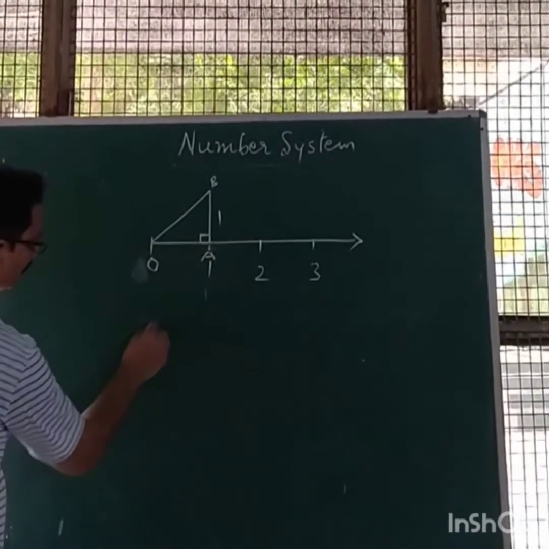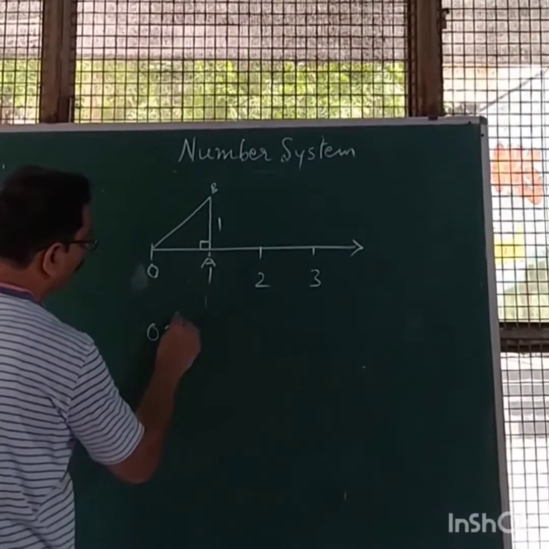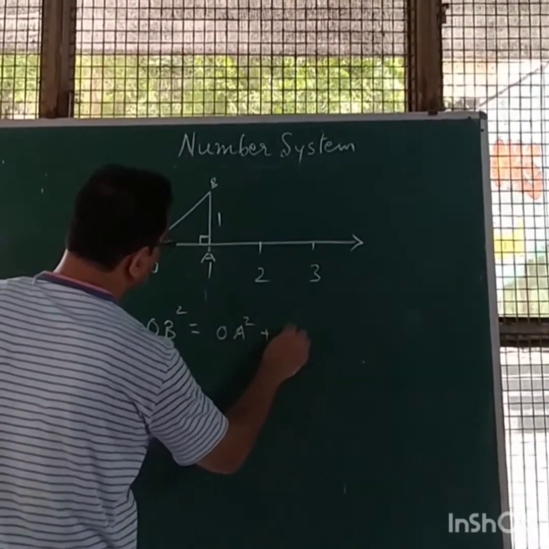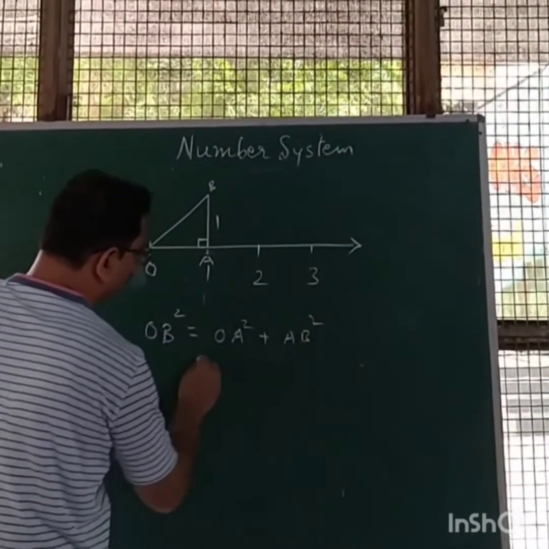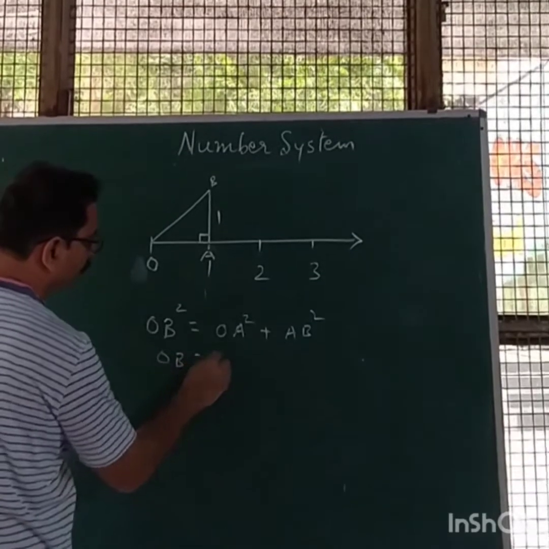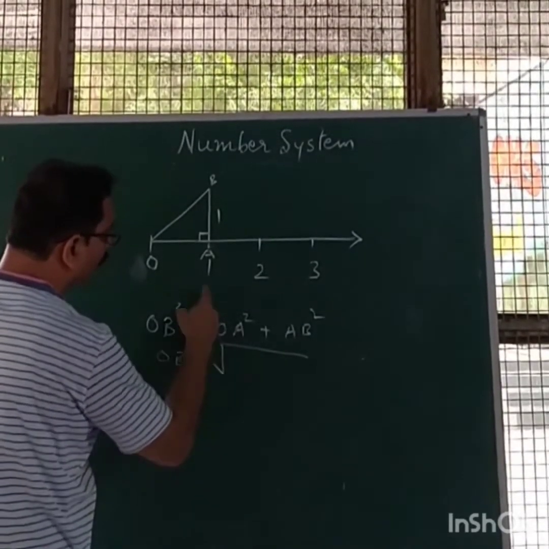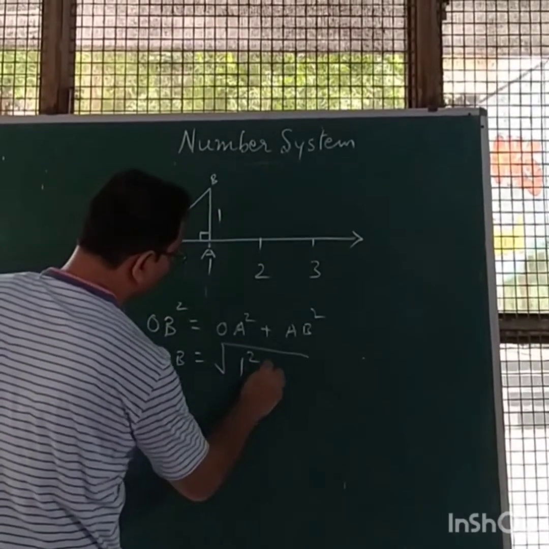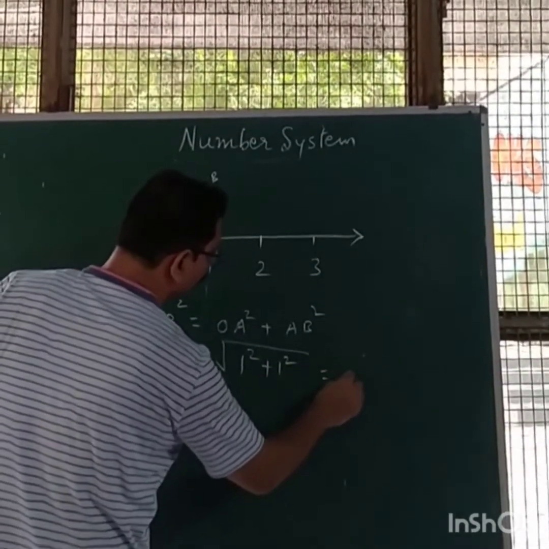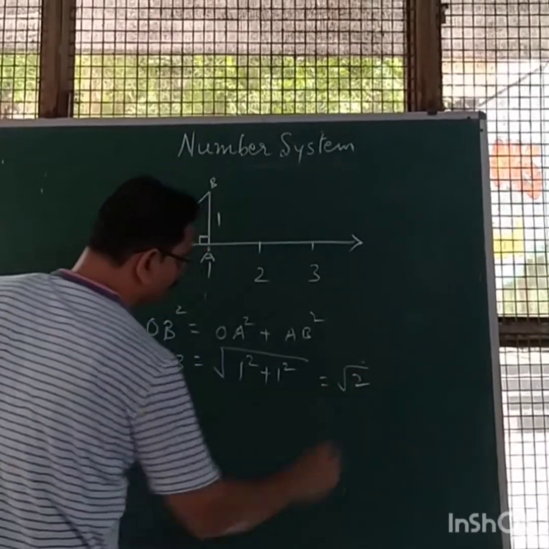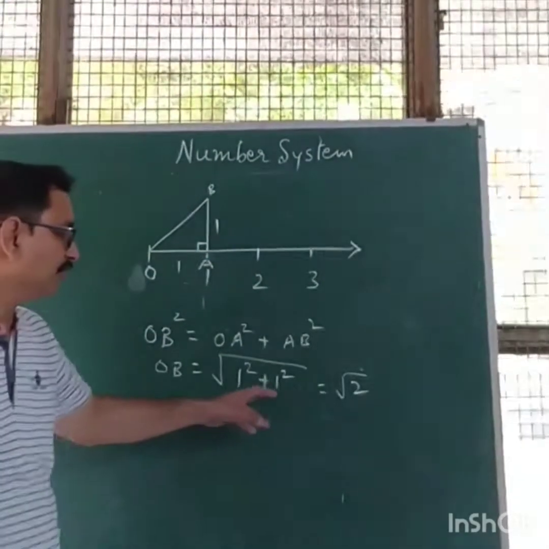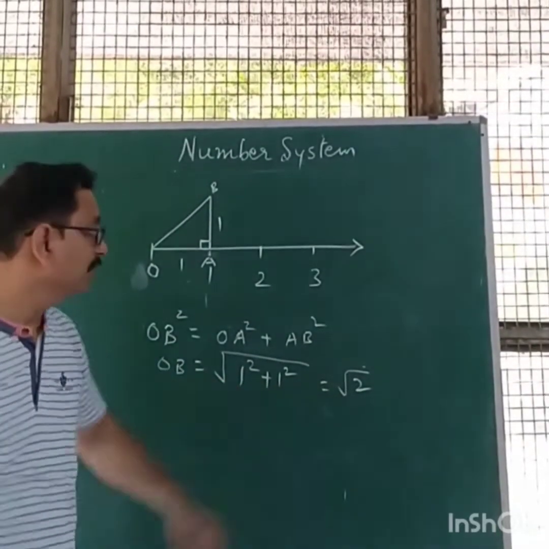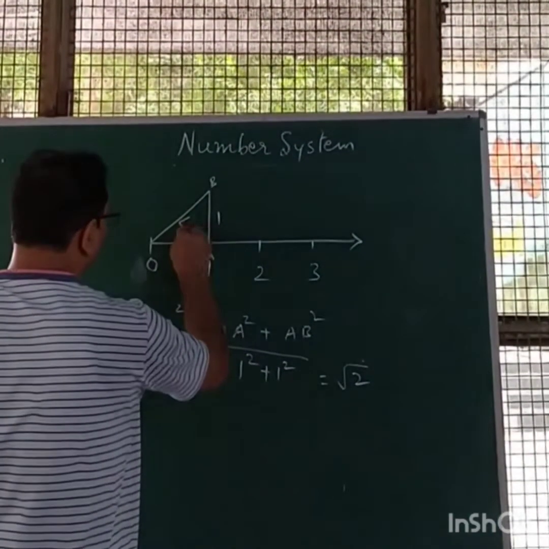Now what is OB? By Pythagoras theorem, OB square is equal to OA square plus AB square, and OB is equal to under root OA square plus AB square. OA is 1 and AB is also 1. So 1 square plus 1 square, under root, is equal to under root 2. Because 1 square is equal to 1, 1 square is equal to 1, 1 plus 1 is 2, and the under root is there. So this becomes under root 2.